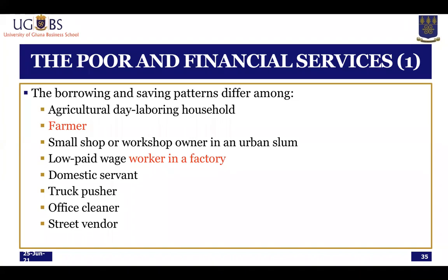Then the farmer has a different pattern, mostly borrowing at the beginning all the way through to harvest, and then they make their money at harvest time. Then we have a small shop or workshop owner in an urban slum. Then we also have the low paid wage worker in a factory, domestic servant, truck pusher, office cleaner, street vendor. What we're trying to say is that when it comes to the poor, there are differences in how they borrow and save.